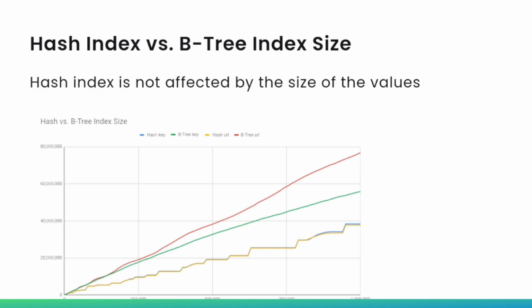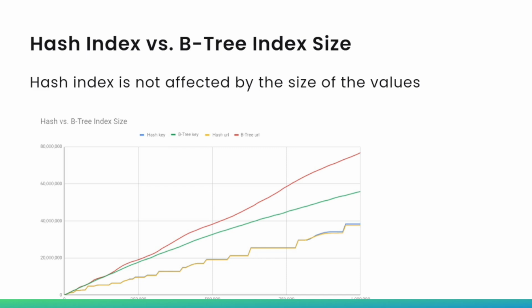The second observation that we can take from this chart is that the hash on the URL and the hash on the key grow exactly the same way. Or, in other words, it seems like the hash index is not affected by the size of the values it indexes. And the reason for that is that the hash index does not store the values in the index. Instead, it stores the hash values in the index, okay? This is why it's not affected by the size of the values it indexes, okay?